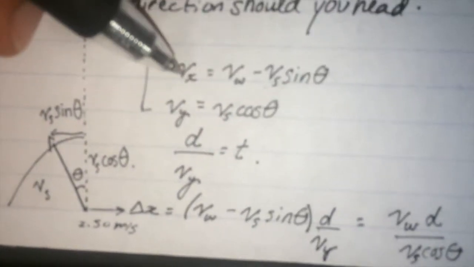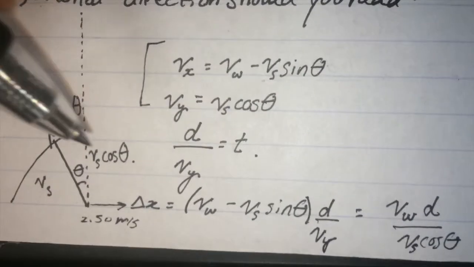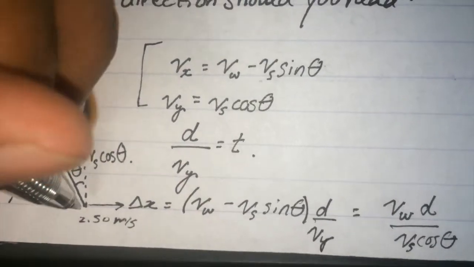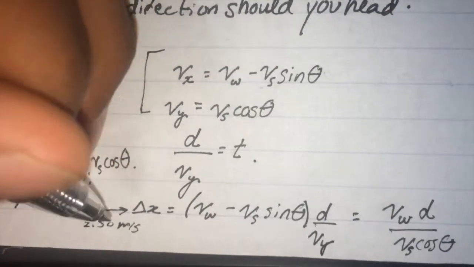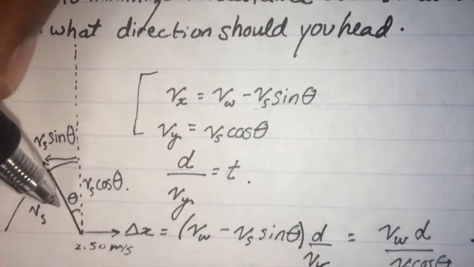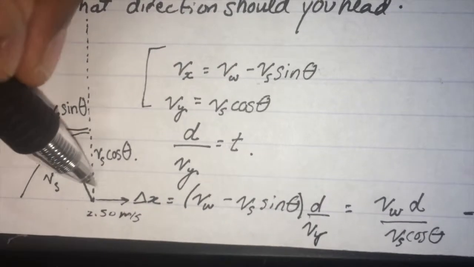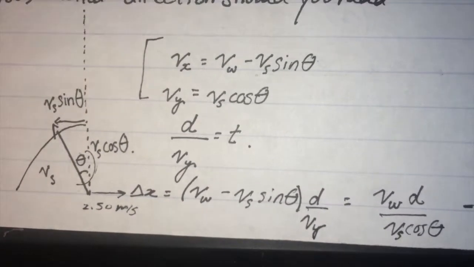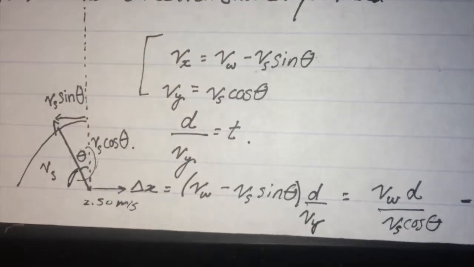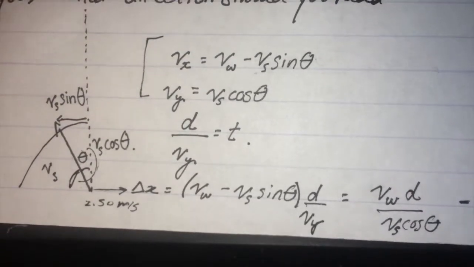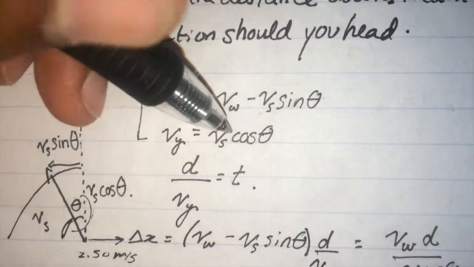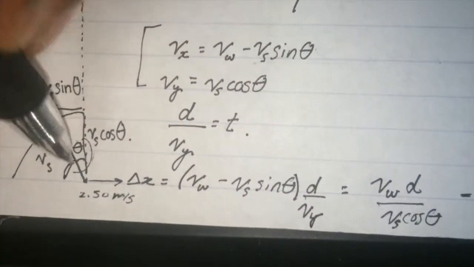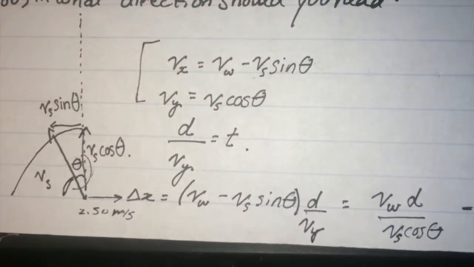So here we have Vx. So our x direction velocity is the speed of the water, the current, minus Vs sine theta. So we're going to call this theta, okay? The actual angle we want is right here, but we can just shift that later, 90 minus, so that's not a big deal. And then Vy is Vs cosine theta, so it's this vector right here.